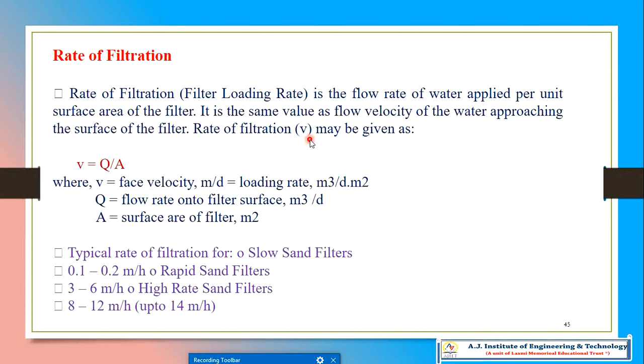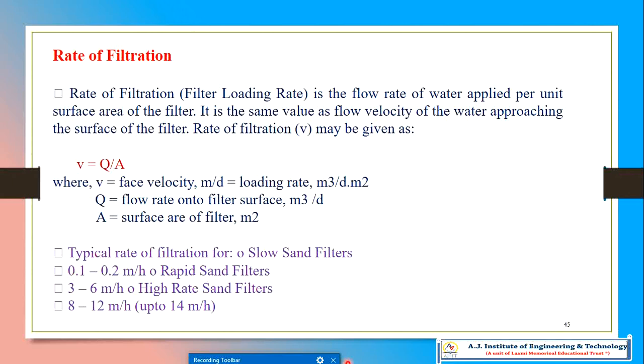Right. So now V is nothing but the face velocity, and the surface area is in meter square. You can also call it a loading rate, in meter cube per day per meter square. Then one more is Q. Q is the flow rate onto the filter surface, in liter per day or meter cube per day, and the area is the surface area of the filter, in meter square.